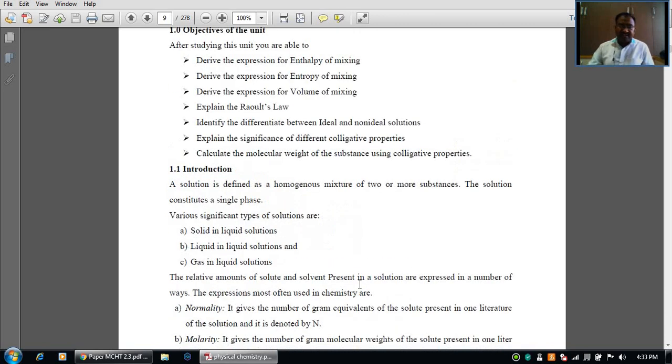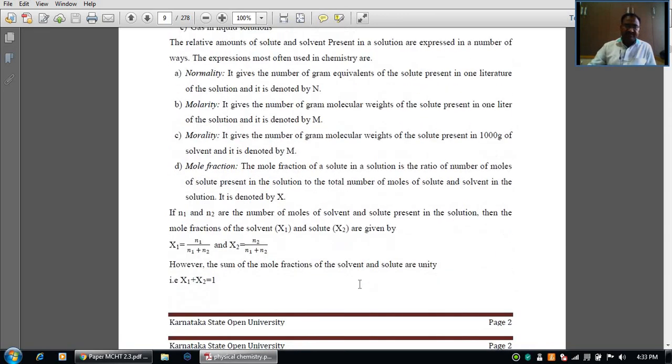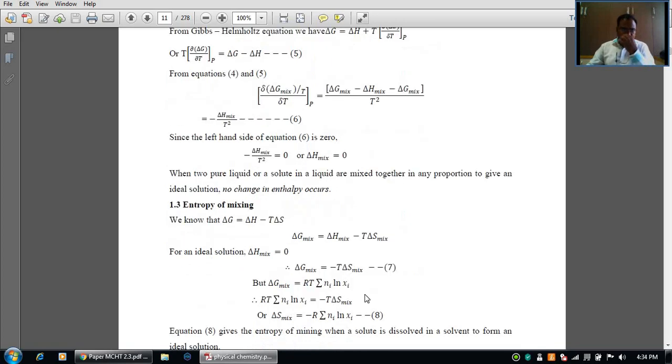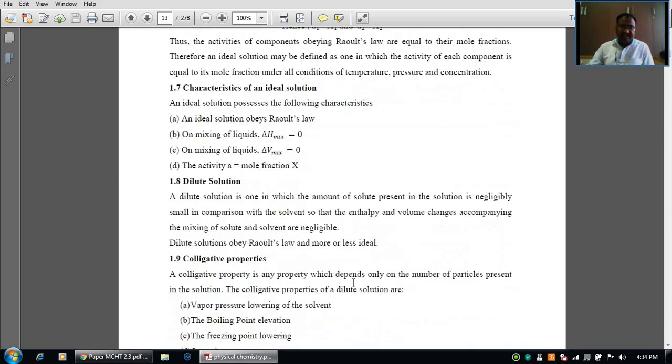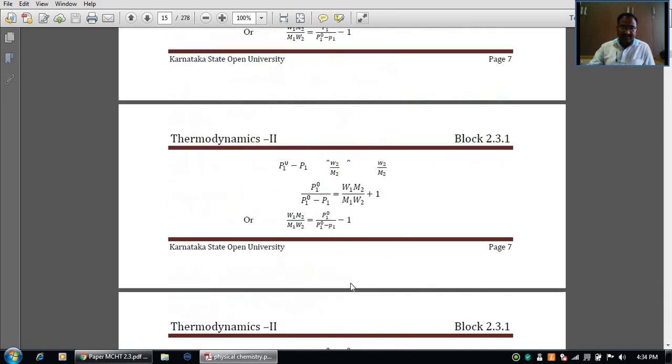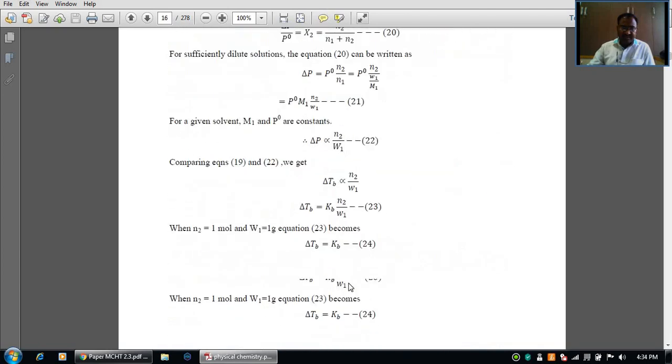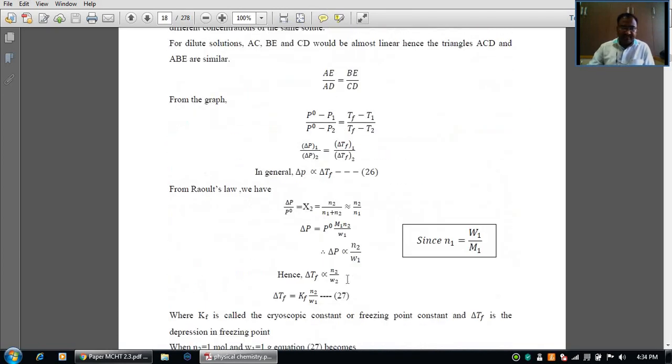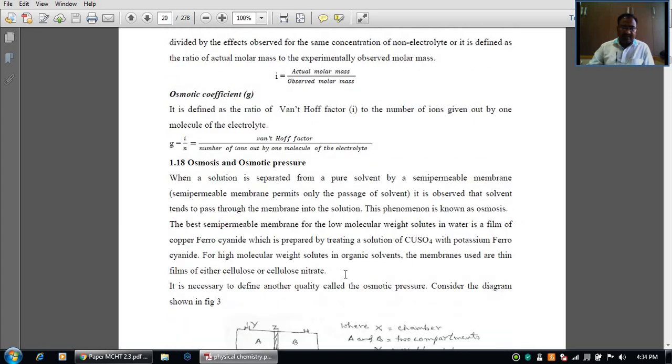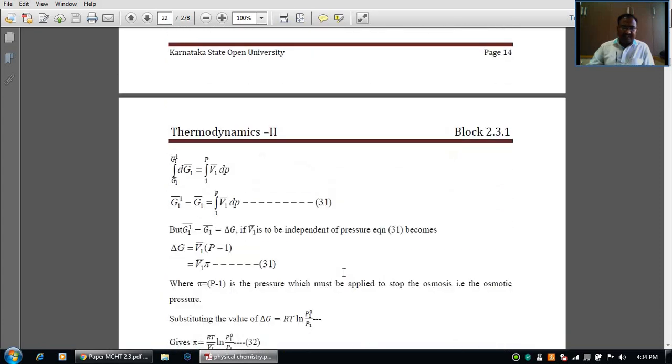Just revise your syllabus, and concentrate on the end of each topic, where they mention some questions. Those questions are very important, in that exercise questions.